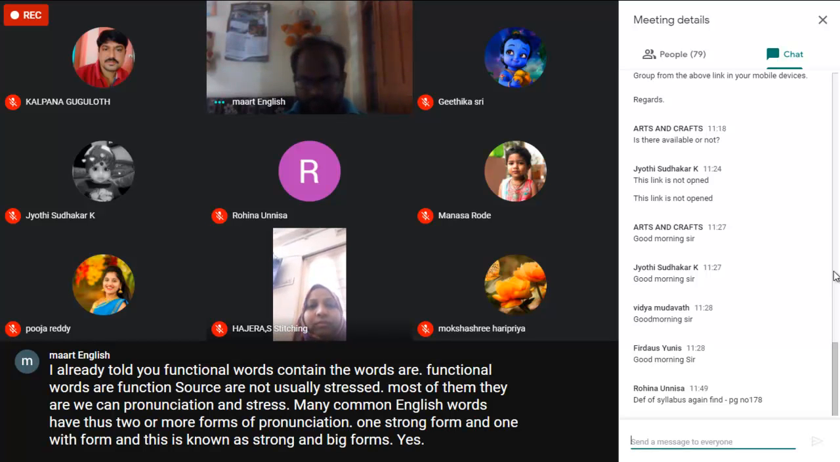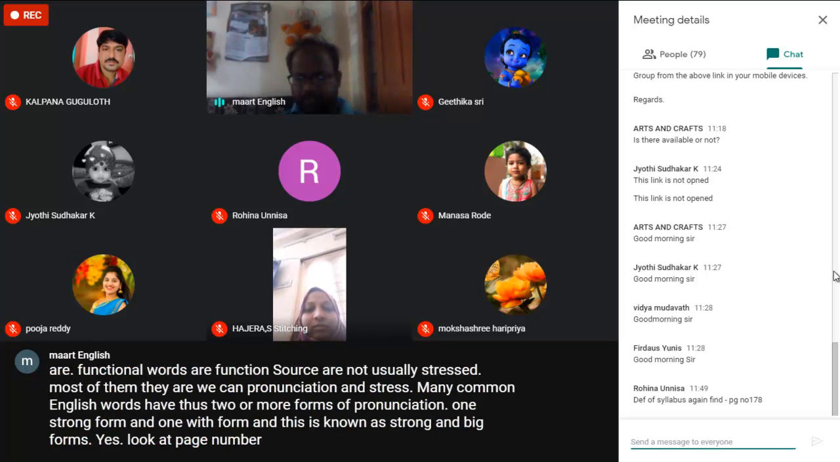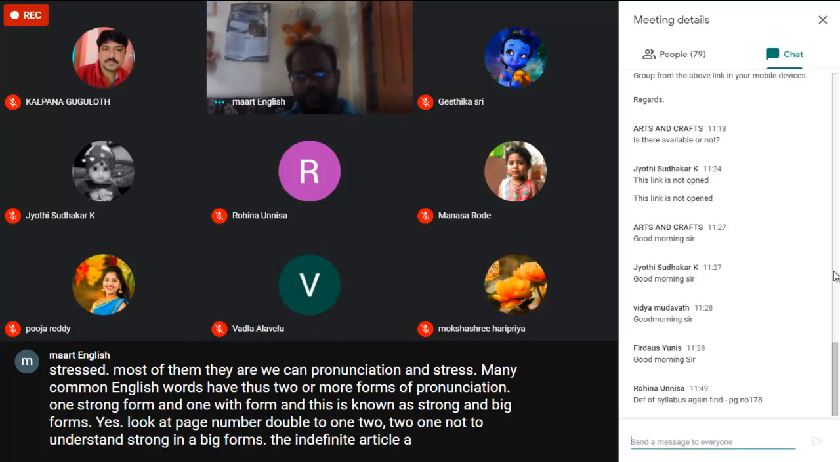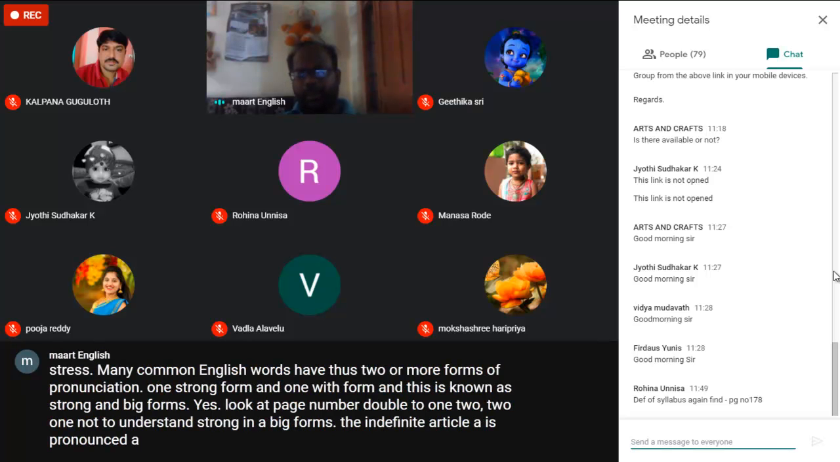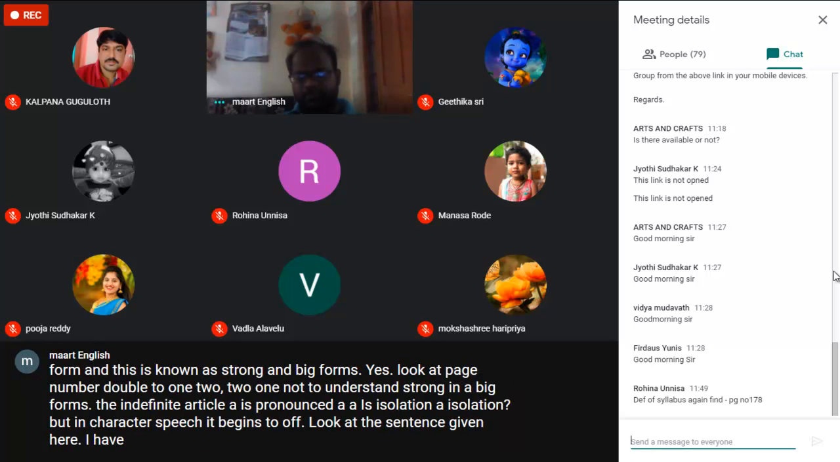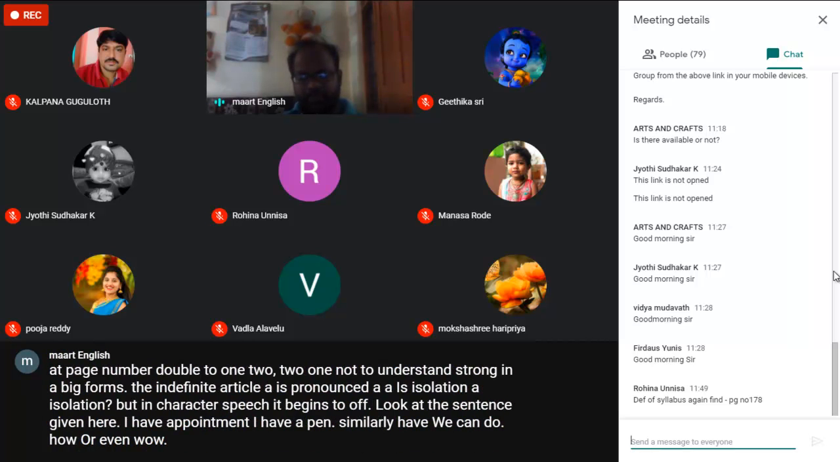Yes. Look at page number 221. You have to understand strong and weak forms. The indefinite article a is pronounced with its full vowel in isolation. But in connected speech, it weakens. Look at the sentence given here. I have a pen. I have a pen. Similarly, have weakens to a shorter form. This is called weak forms and strong forms.